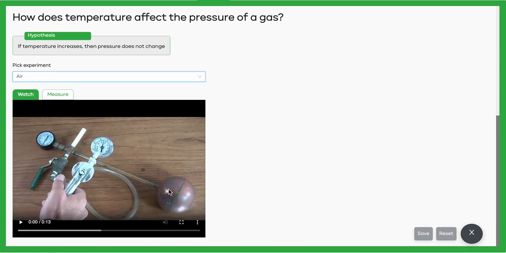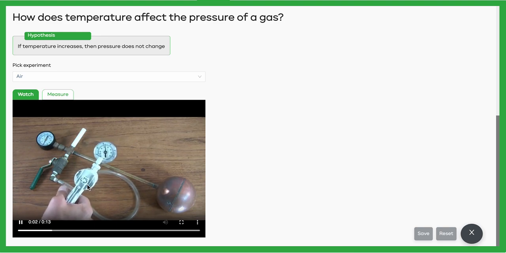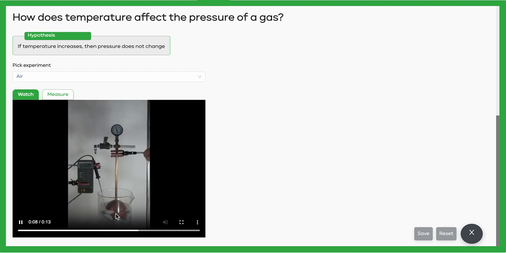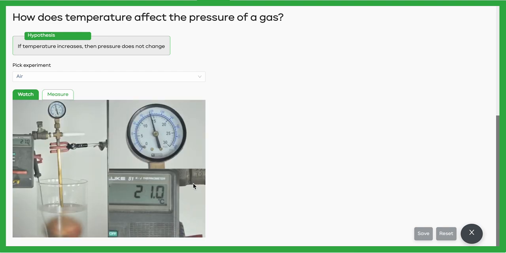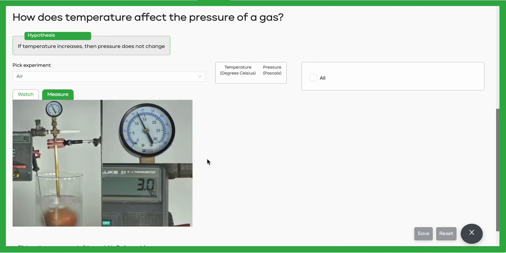Now, you notice there's that metal sphere. If I press play, we're going to see that we're going ahead and pumping some air into it. We're going to seal it off. And there it is. We're going to lower it into that ice bath. And as we warm up the water from ice all the way to hot water, what happens?